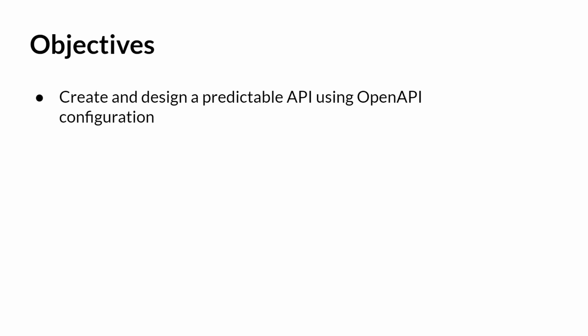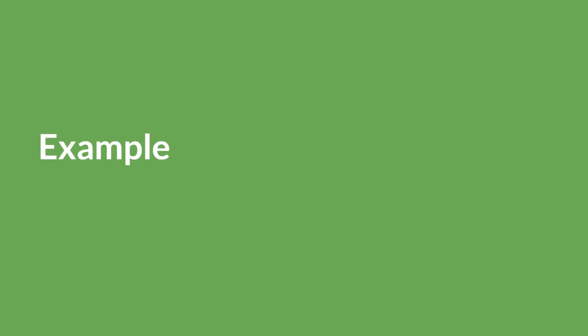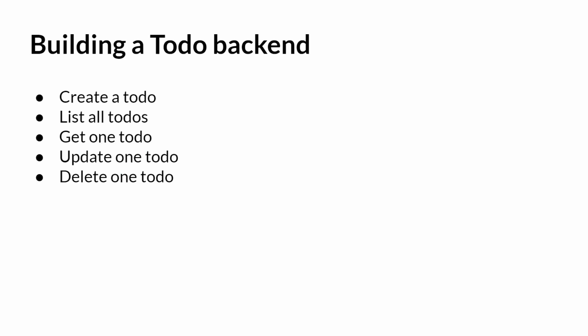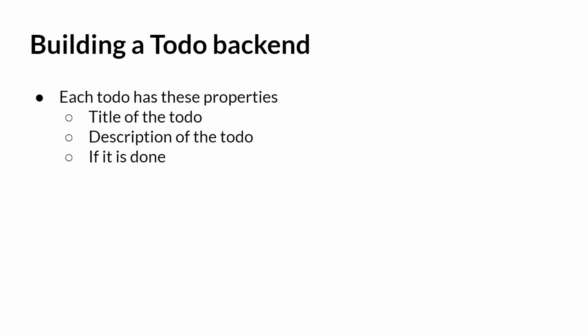So the objective of this video is as follows. Of course, it's only one. It's just to create and design a predictable API using the OpenAPI standard or configuration. So let's go to the example of building the to-do app, or in this case, the backend. We would need to create a to-do, list all to-dos, get one to-do, update one to-do, and delete one to-do. And each to-do has the properties of the title of the to-do, the description, and if it is done.